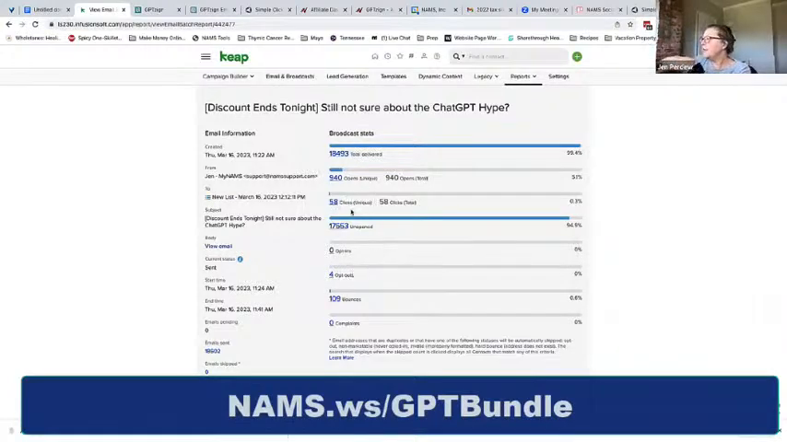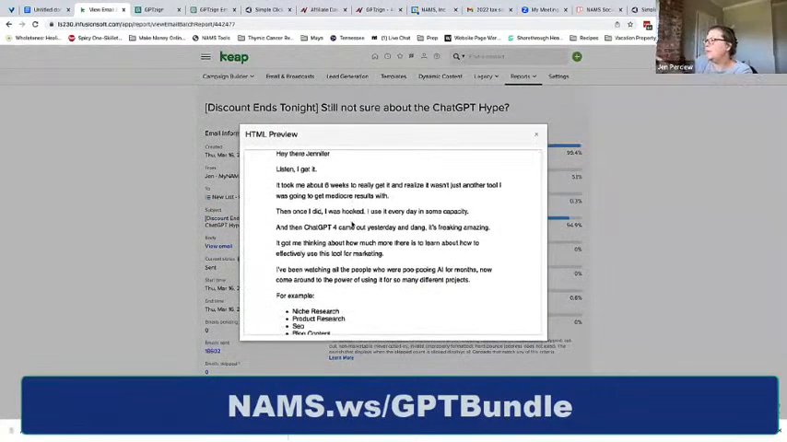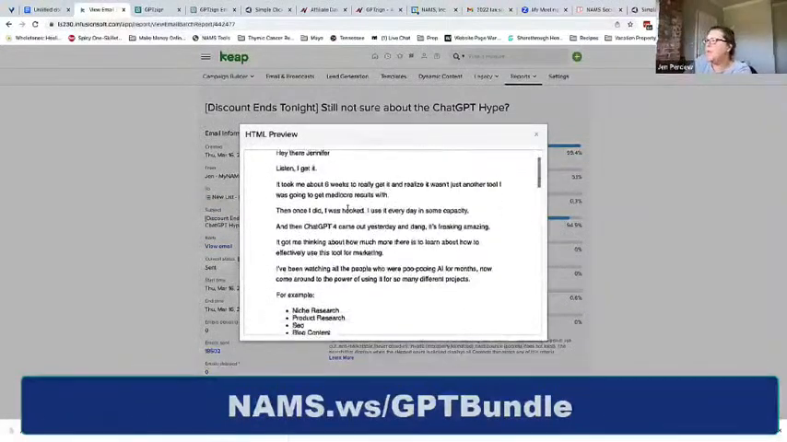So this one so far has got some pretty decent open rates because it's closing tonight. And we try to use that scarcity here because it's real and the discount does go away. But you're going to see in this one, for example, this was the one I used. This is the Amy Porterfield one that I used. And so I wrote this whole top section myself.